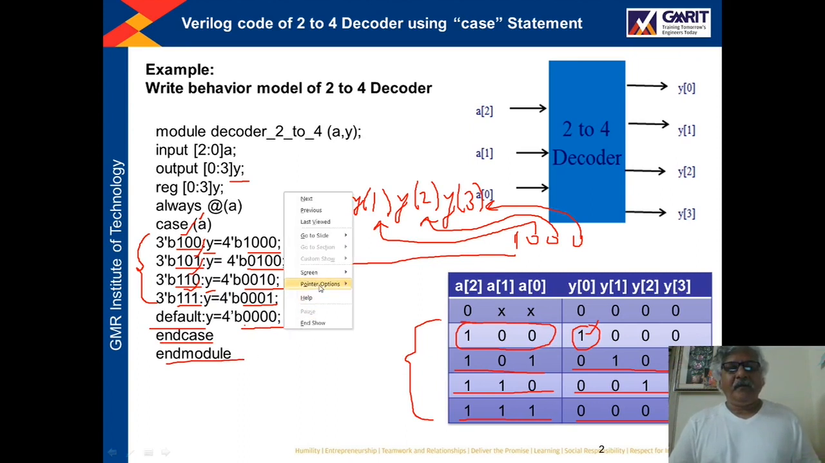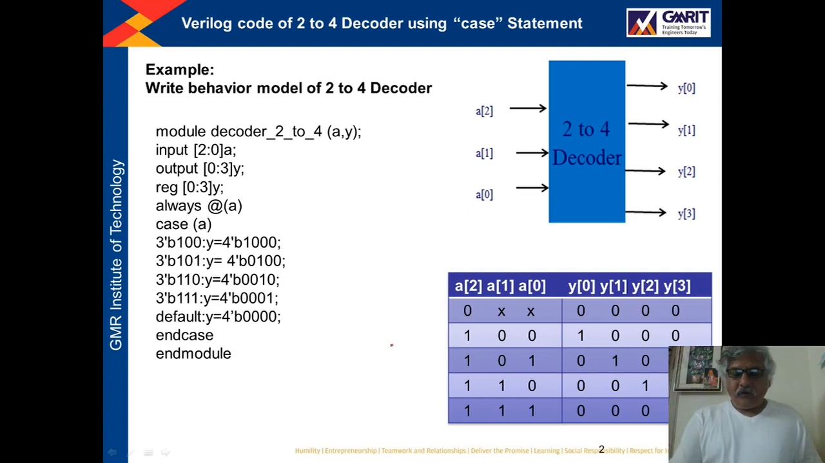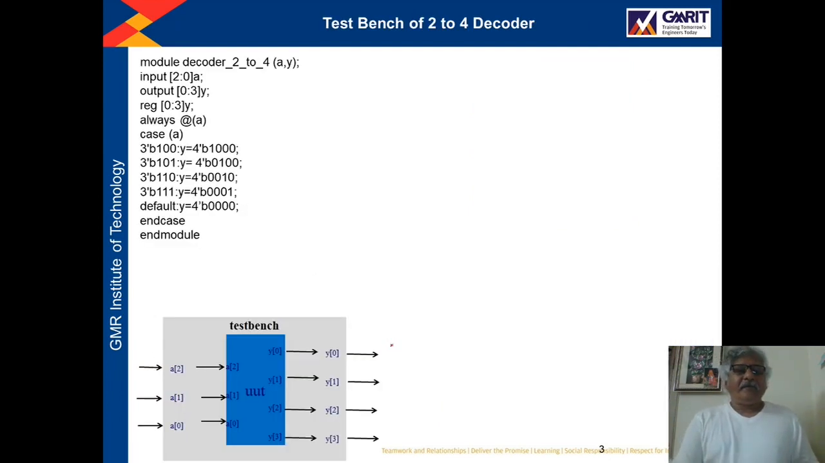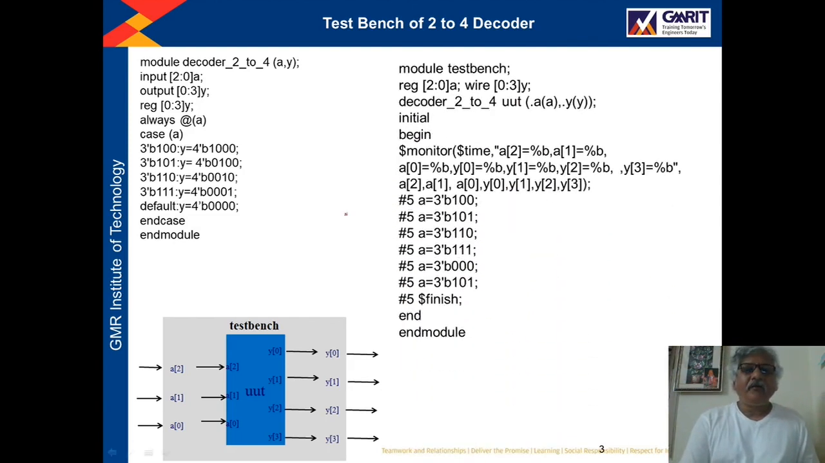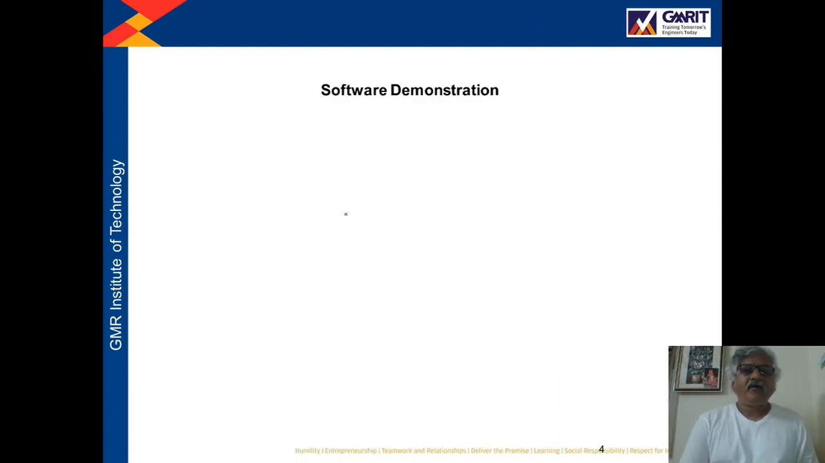So this is the code of 2 to 4 decoder using the case statement. And this is the test bench. Already we wrote the test bench when we wrote the Verilog module of the 2 to 4 decoder using the if-else statement. So I have taken the same test bench code here, and now I will show you the demonstration.